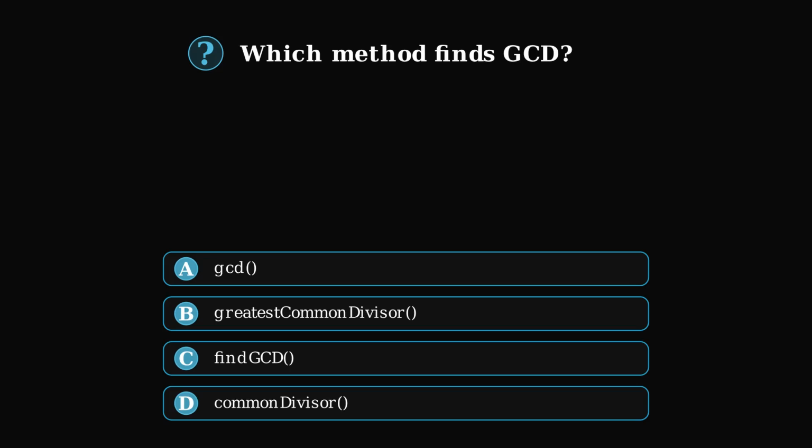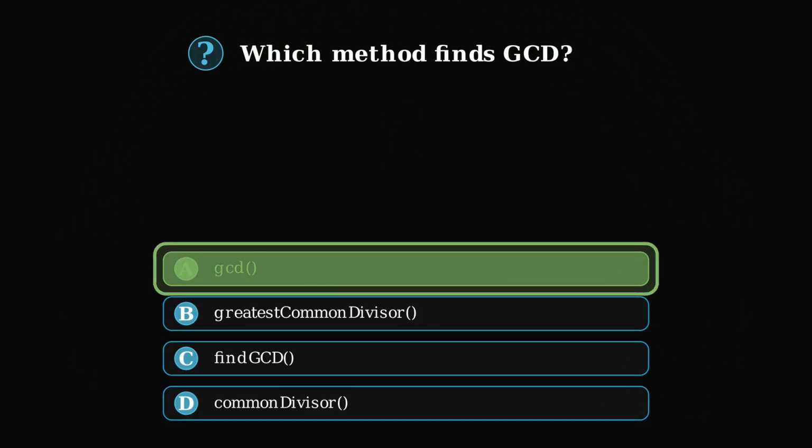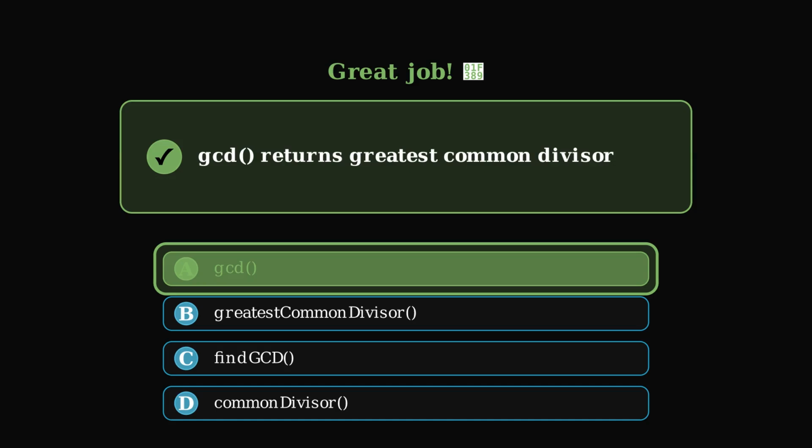Which method finds GCD? Which one is correct? The correct answer is gcd. GCD returns greatest common divisor.